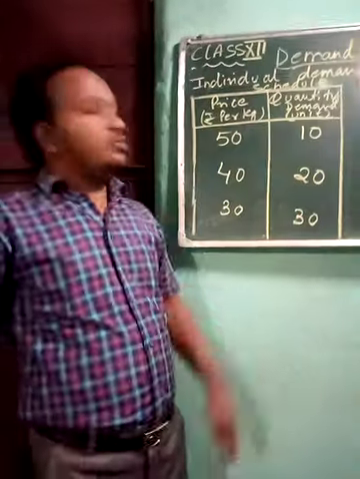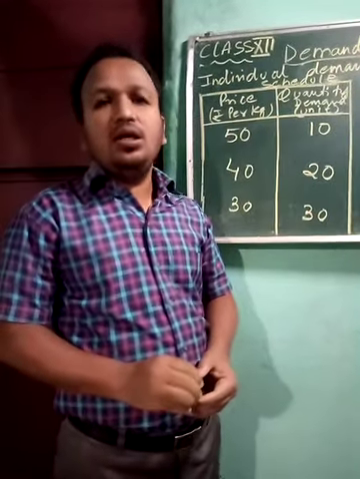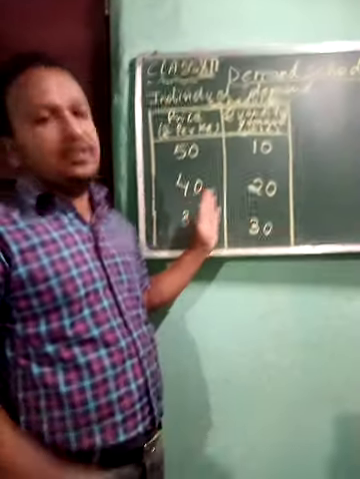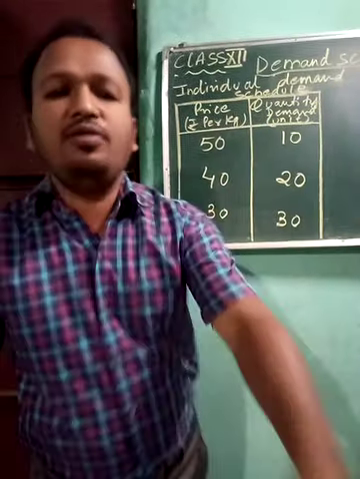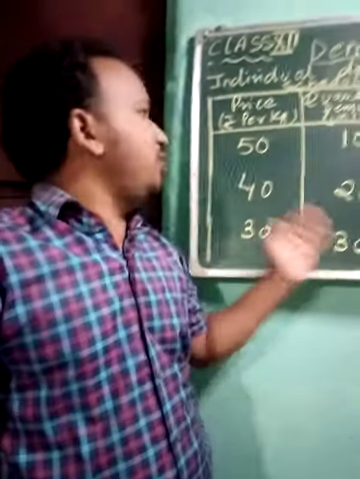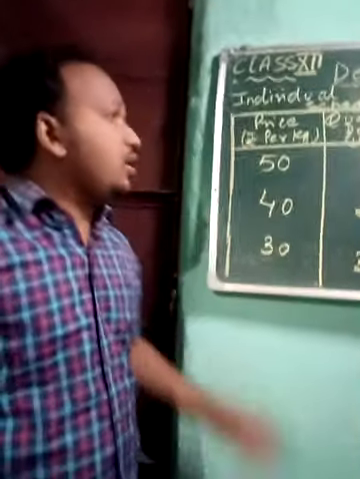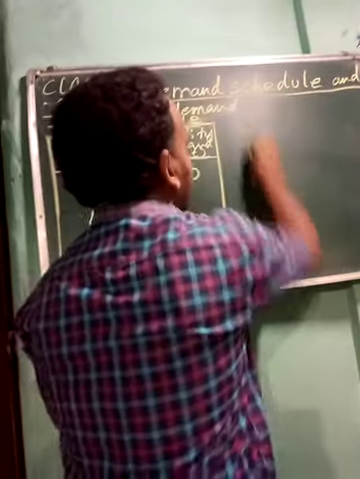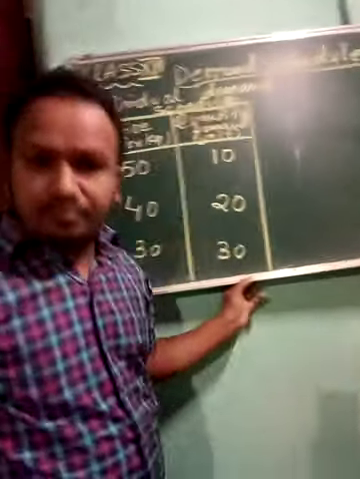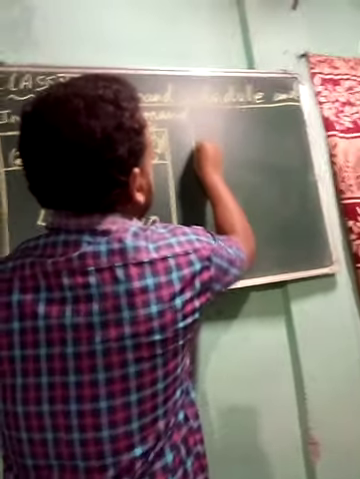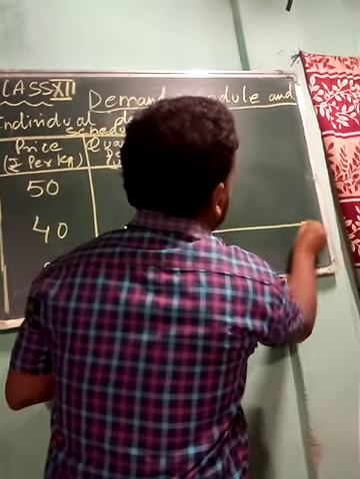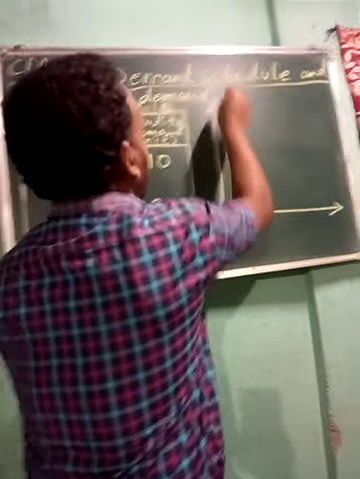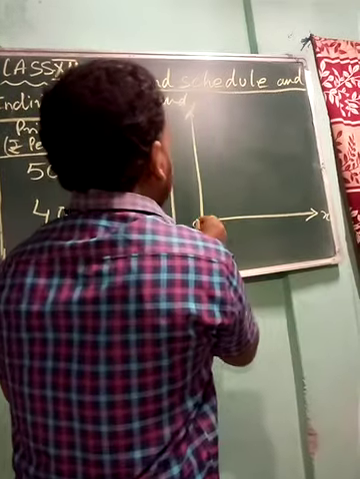Children, now we are going to prepare the individual demand curve. By looking at this individual demand schedule, we have to prepare the individual demand curve. Now we have to make the curve. We can make it with the help of the y-axis and x-axis. So this is your y-axis, this is your x-axis.